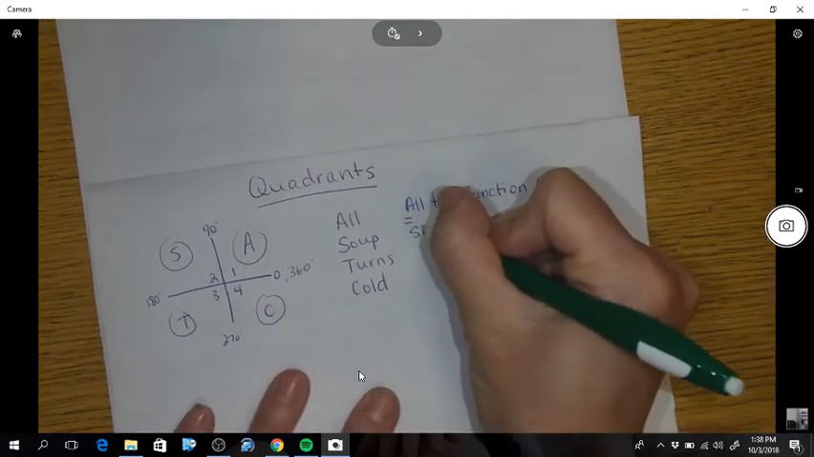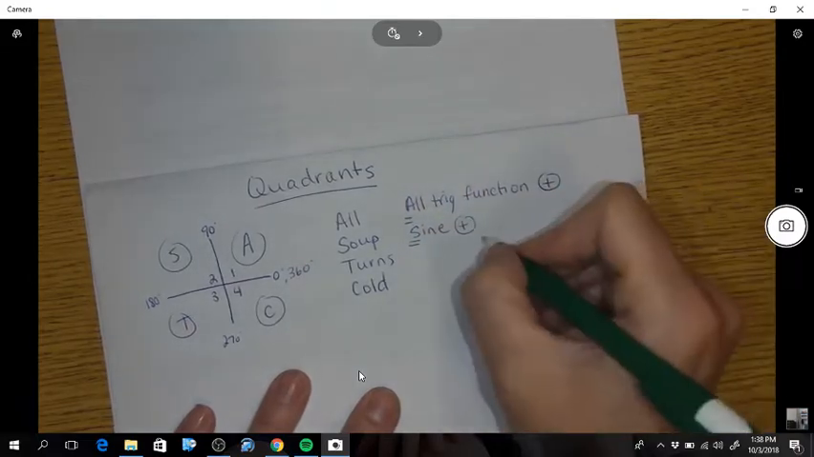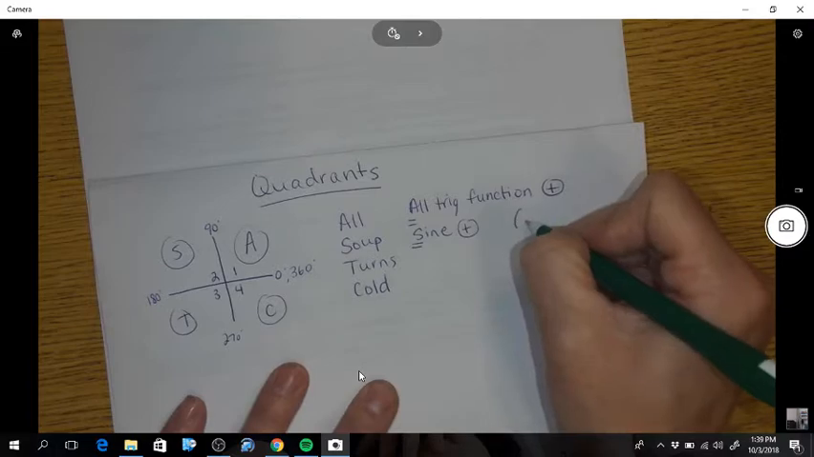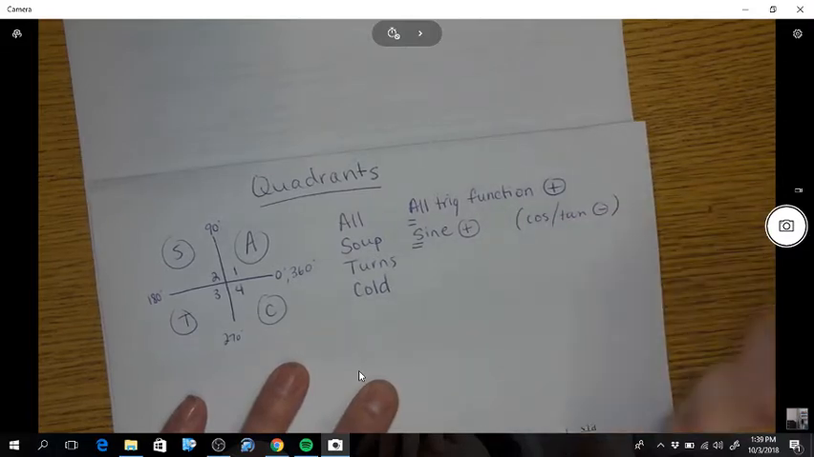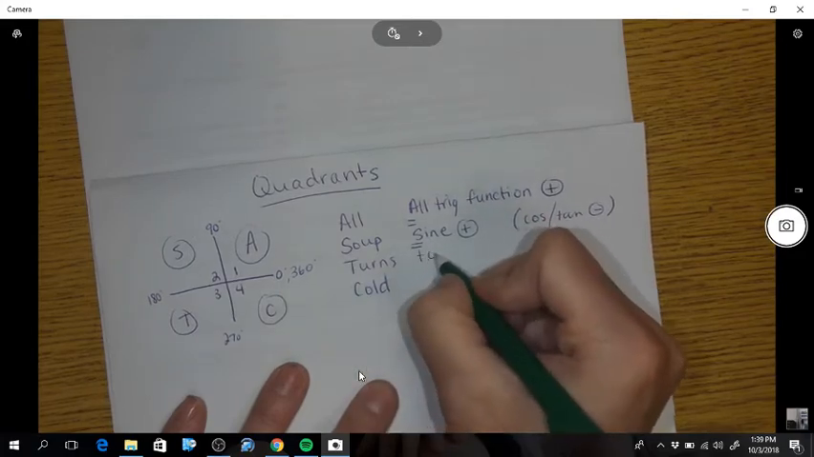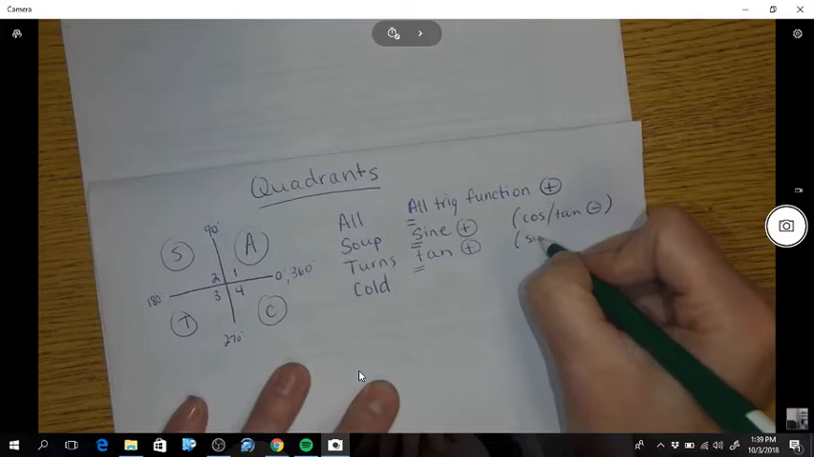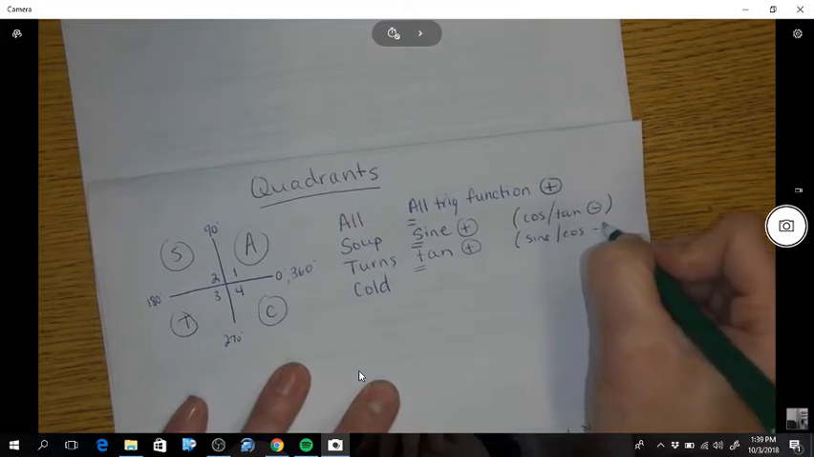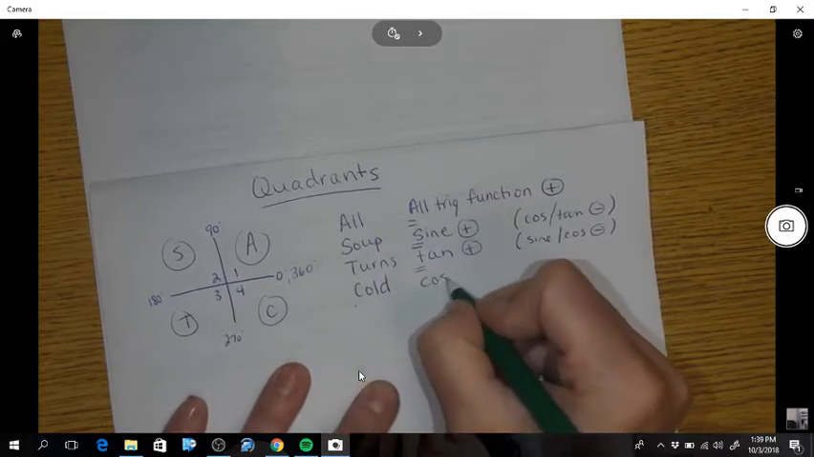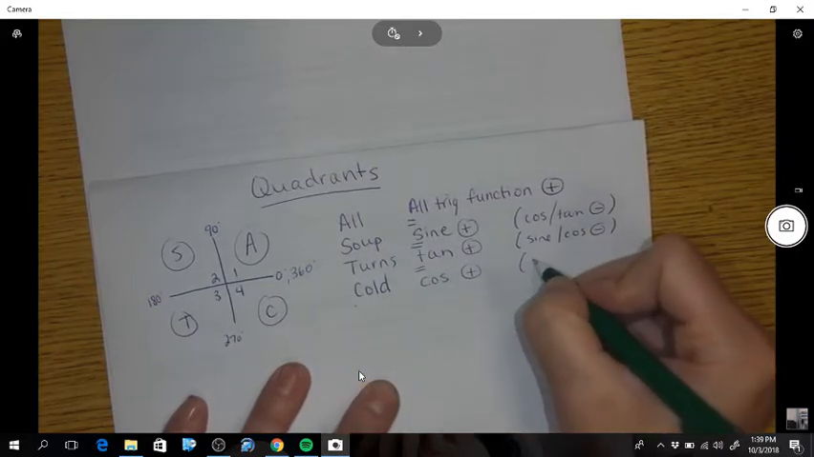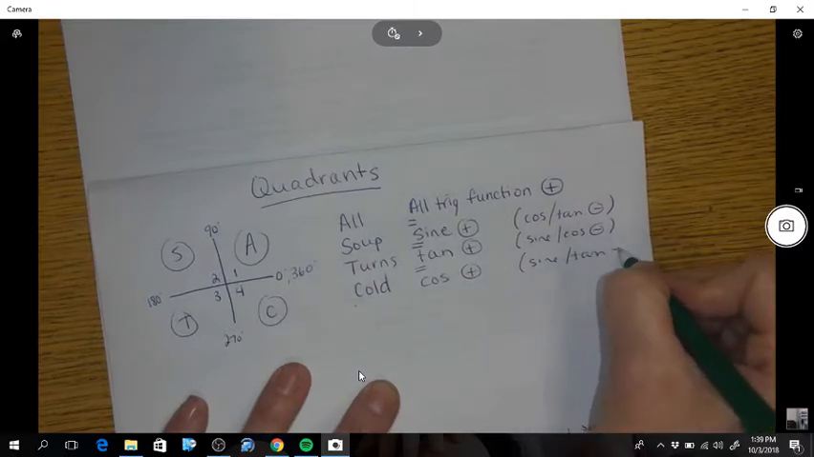The S means that if you take the sine of an angle, it's positive. So therefore, cos and tan would be negative, right? The T stands for tan being positive. Therefore, sine and cos would be negative. And the C stands for cosine being positive. Therefore, you have your sine and your tangent negative.